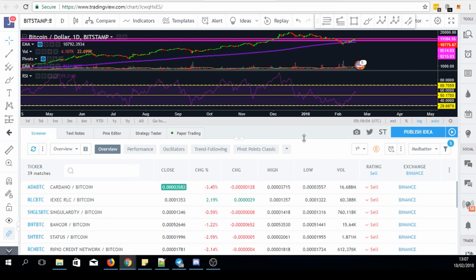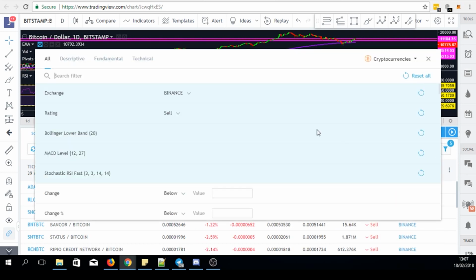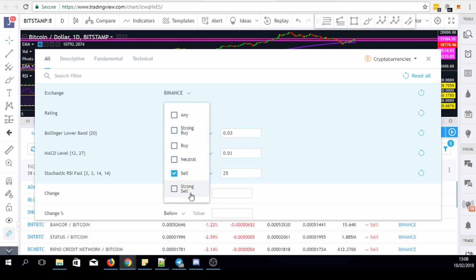Okay, so here's the Mad Hatter. If you want to see that, let me just go ahead and show you what the filter options are on this. Here they are. We've got the exchange. The primary focus is Binance. We're looking at a sell rating. This is there is more than 3. Okay, I thought there was 3. There's 5. Or any, so 6.